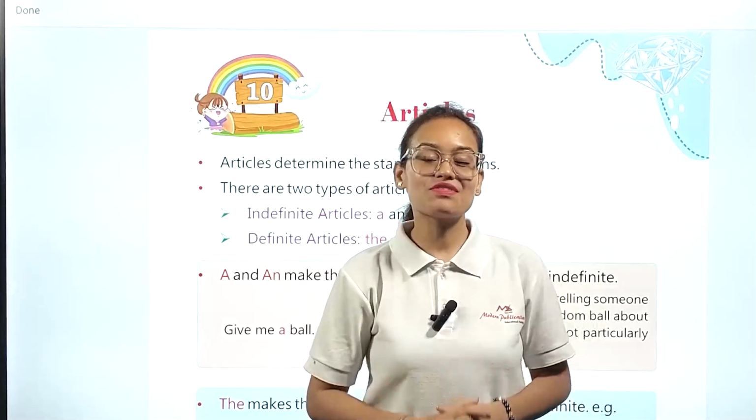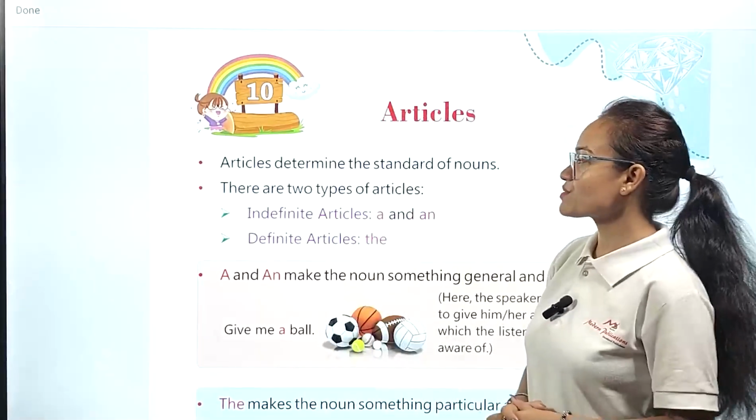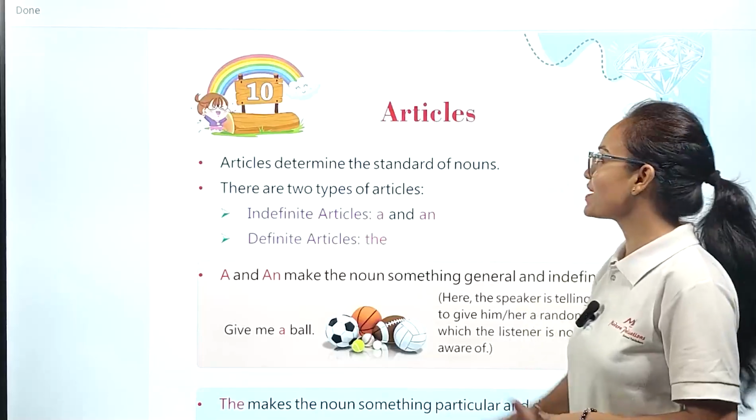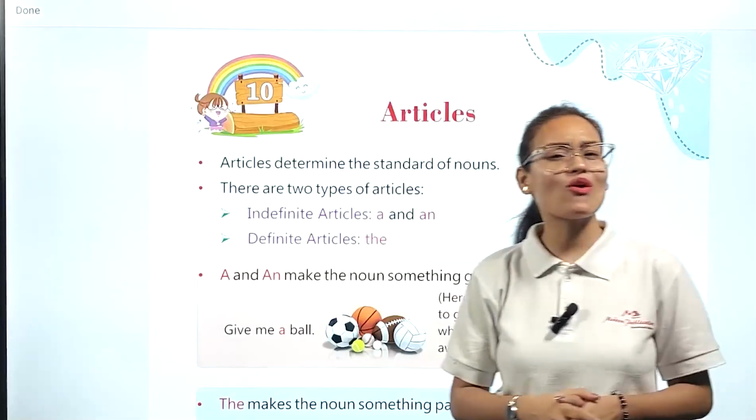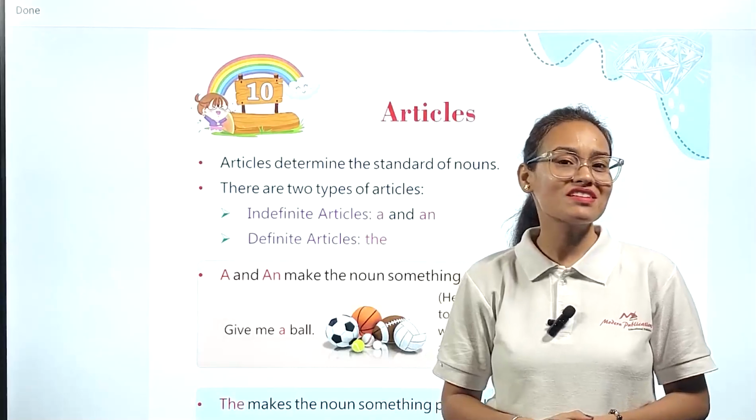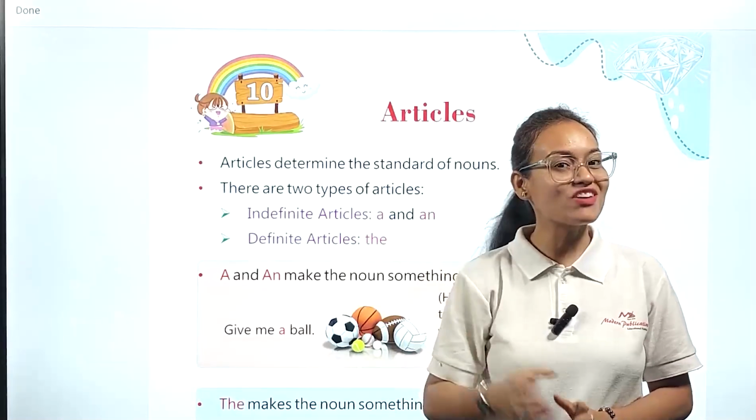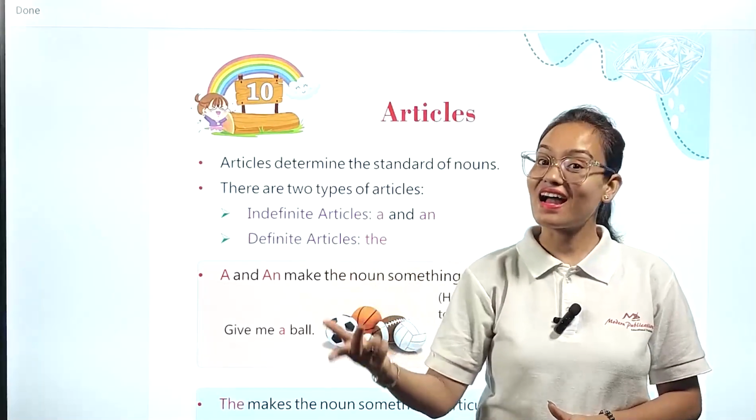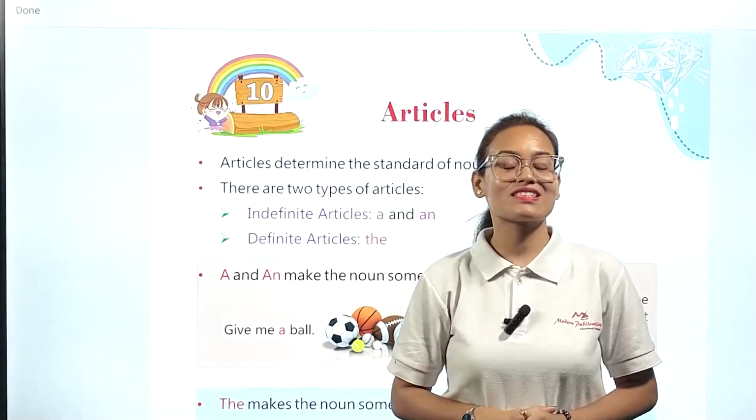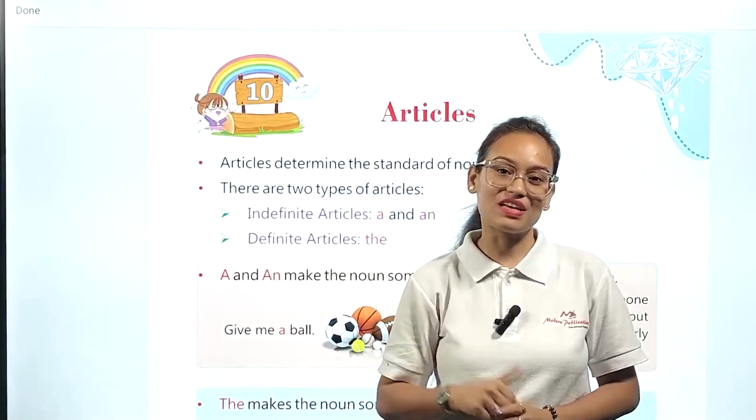So, in today's class, we are going to see chapter number 10. Chapter number 10 is based on articles. I hope you all remember that in your previous classes you have studied articles. There are three types of article: a, an, and the. We are going to see all these types of articles in detail in chapter number 10.